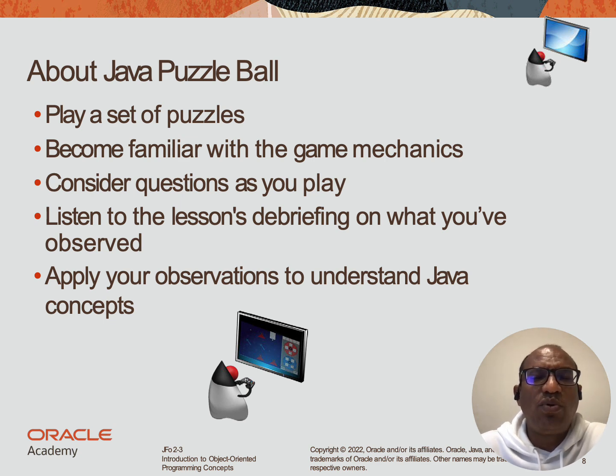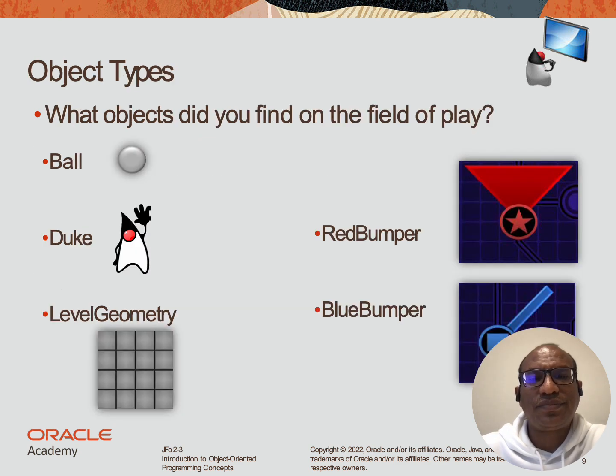As you play, think like a programmer. Each object you see has a role, and how it behaves matters. We'll tie this back to Java's object-oriented concepts soon. What objects did you notice in the puzzle game? Maybe bumpers, a ball, Duke, or level geometry. These are all modeled in code as objects.